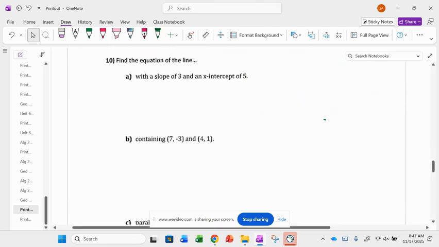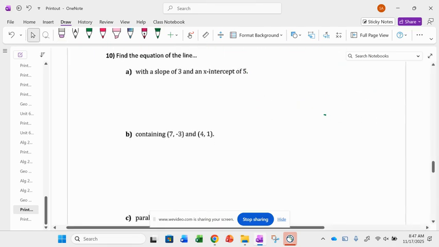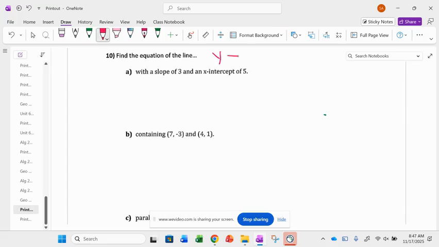So for this next one, it says find the equation of the line with a slope of 3 and an x-intercept of 5. When I ask us to find an equation of a line, I'm looking for us to write something in y equals mx plus b form, if we can. In order for this equation of this line to make sense, we need a number for m and we need a number for b.